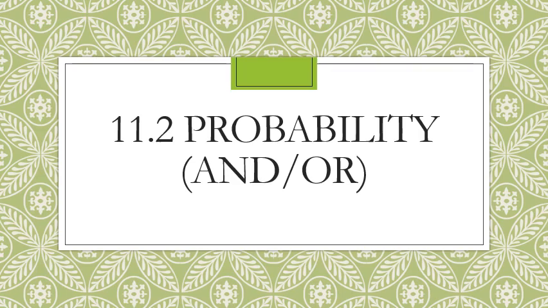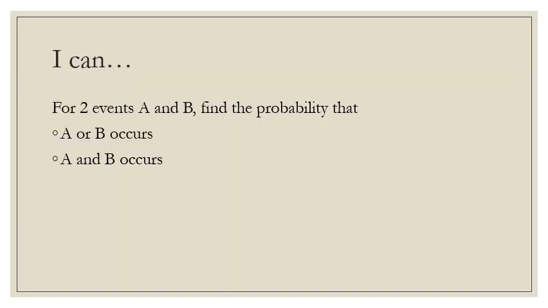This is lesson 11.2, OR probability. Our objectives for this lesson are, for two events A and B, find the probability that A or B occurs, and find the probability that A and B occurs. So in other words, what we're doing in this one is probability of A or B, probability of A and B. That's what we're going to learn how to do today.